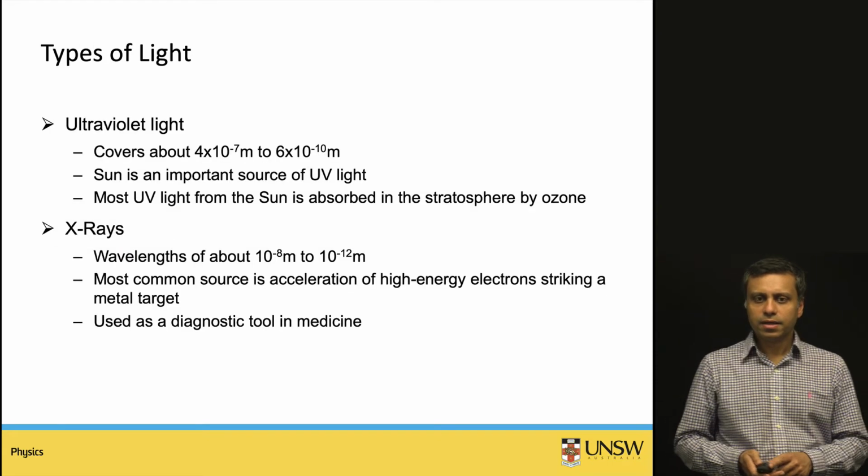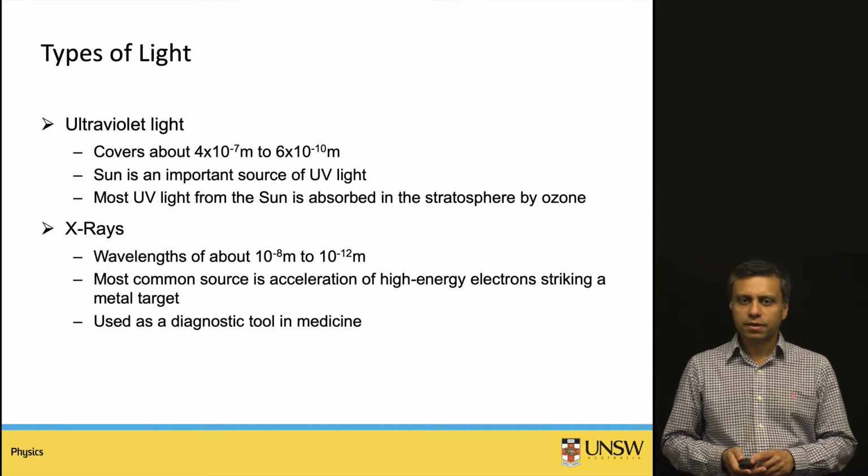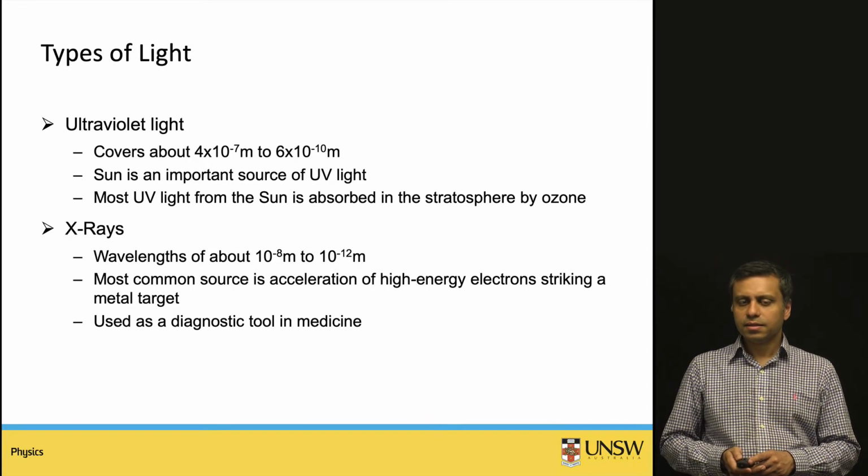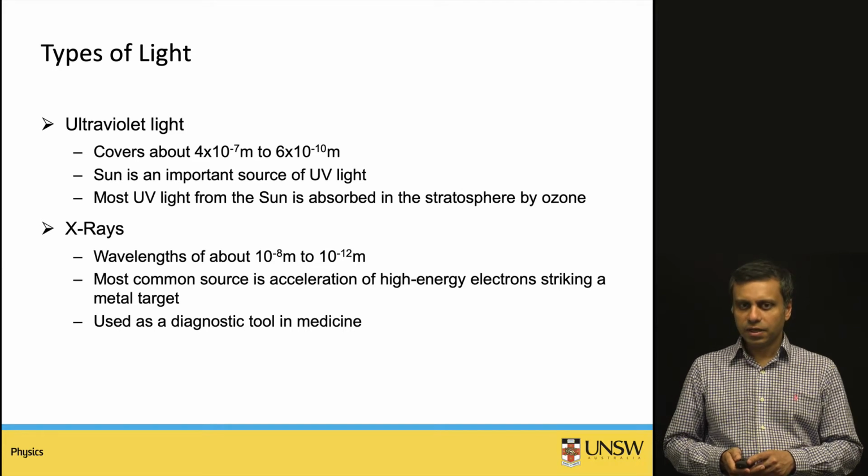So ultraviolet light covers about 4 times 10 to the power minus 7 meter to about 10 to the power minus 10 meter wavelengths. The sun emits a lot of ultraviolet or UV light.